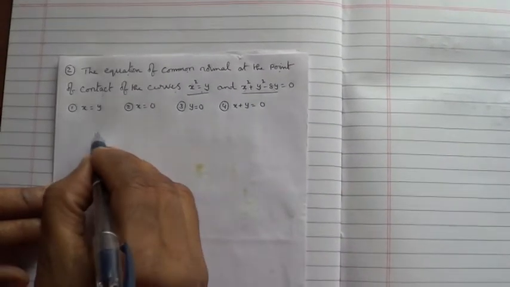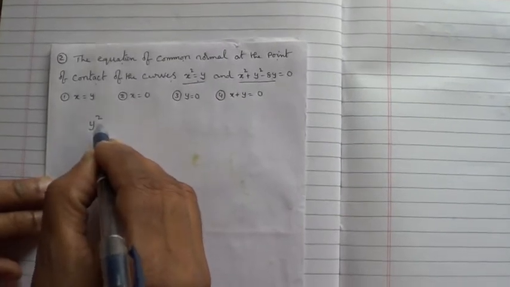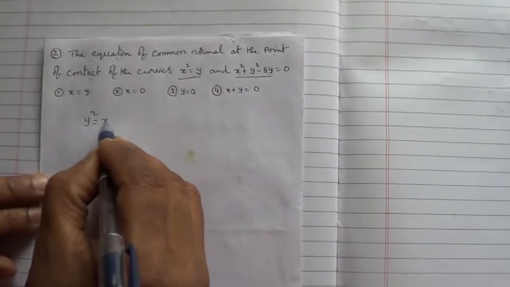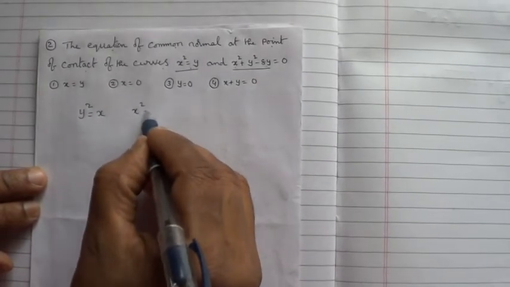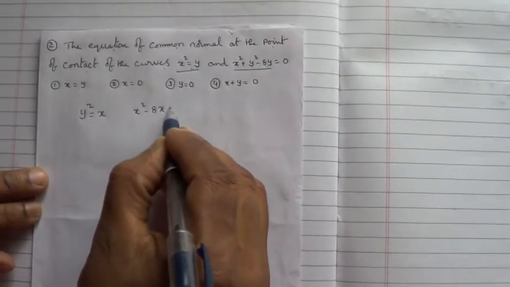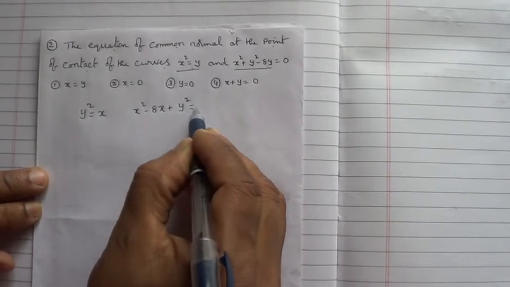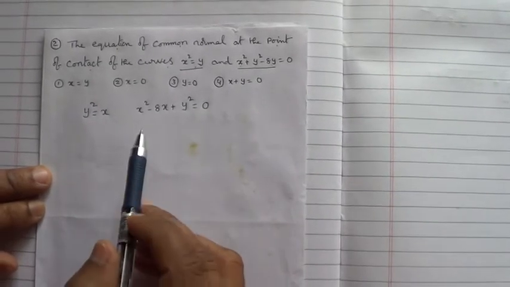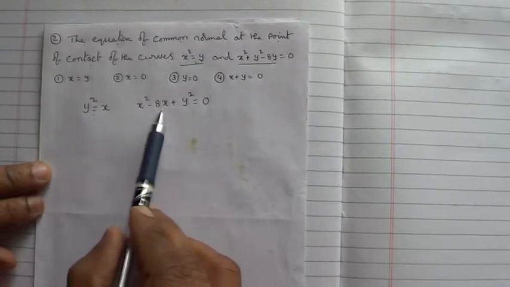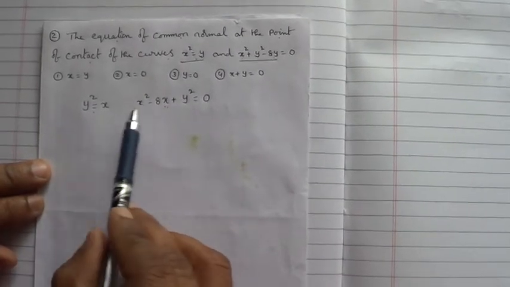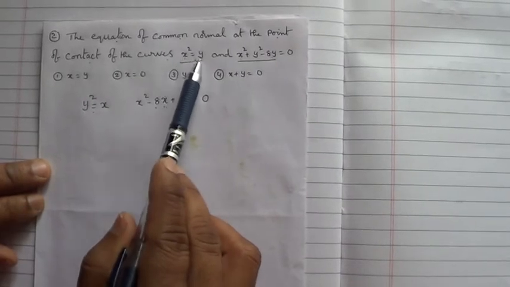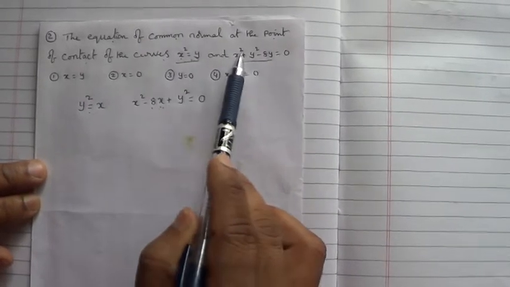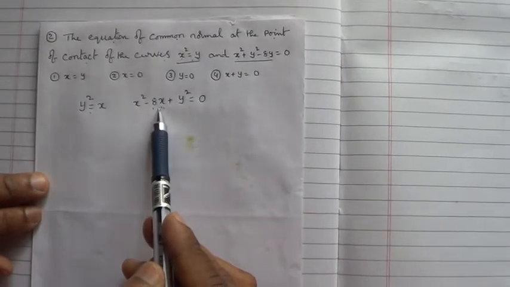What I am doing, observe here. I am finding the common normal for y square is equals to x and x square minus 8x plus y square is equals to 0. I am finding the common normal for these two curves. How I got this one? X is interchanged with y. X and y are replaced, interchanged. X and y are interchanged. We got this one, right?